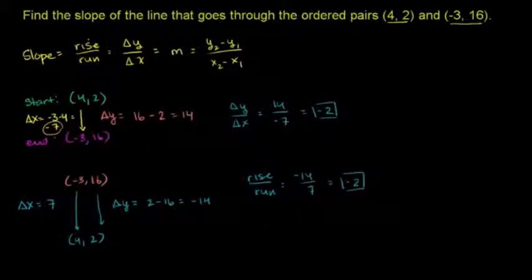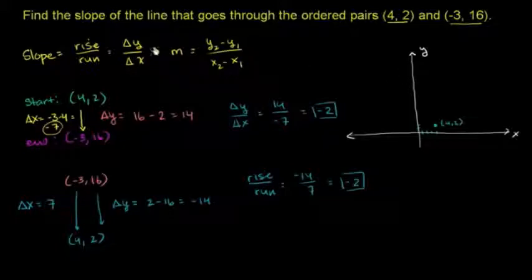And let's just visualize this. Let me just do a quick graph here just to show you what a downward slope would look like. So let me draw our 2 points. So this is my x-axis. That is my y-axis. So this point over here, 4, 2. So let me graph it. So we're going to go all the way up to 16. So let me save some space here. So we have 1, 2, 3, 4. So 4, 2 is right over here. Then we have the point -3, 16.